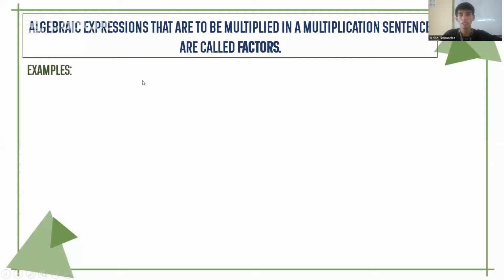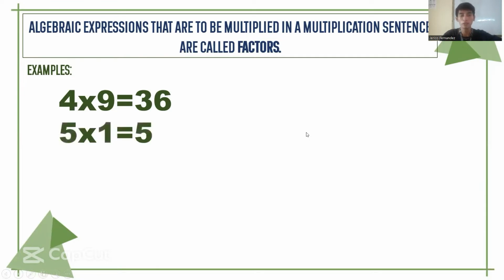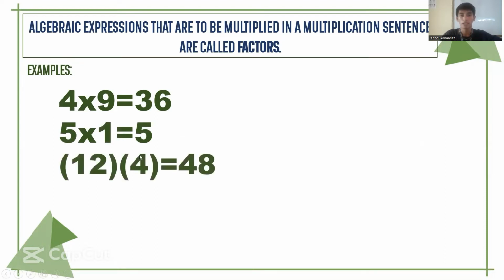Ano po yun? For example, 4 times 9 equals 36. Ano ang factor dyan? Factors, we have 4 and 9. And the product is 36. Okay? 5 times 1 equals 5. The product is 5. The factors are 5 and 1. 12 times 4 equals 48. Product is 48. Okay? Factors are 12 and 4.